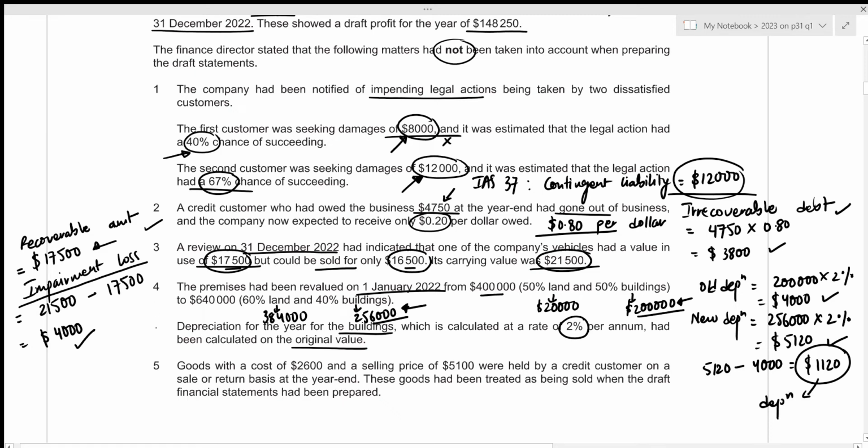So the correction of this fourth error will have to be done by subtracting 1,120 as part of the depreciation of buildings from the given draft profit.